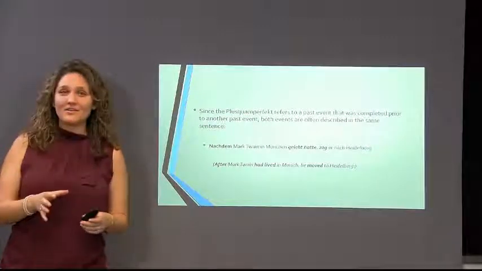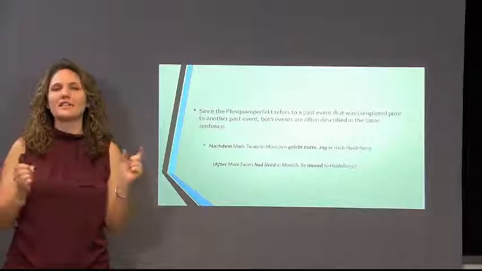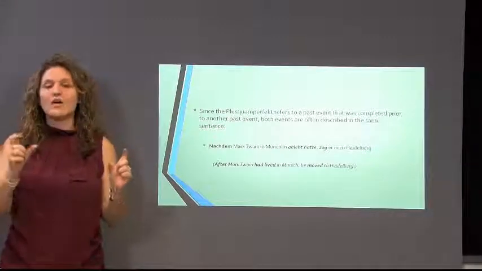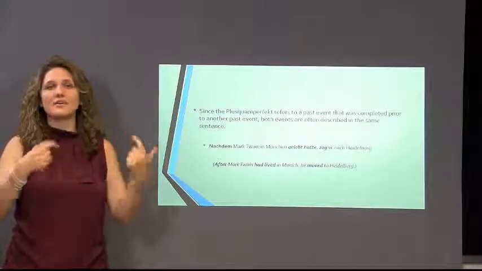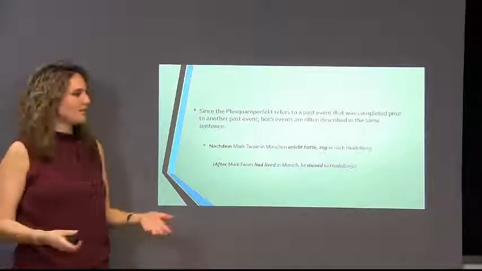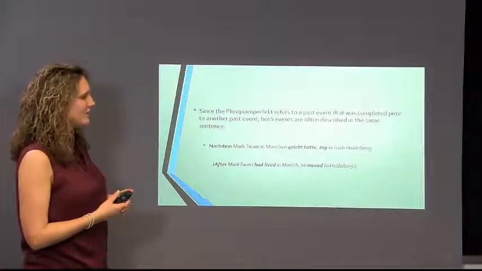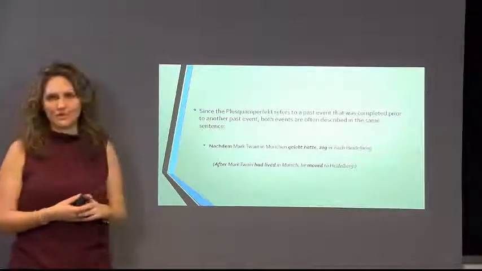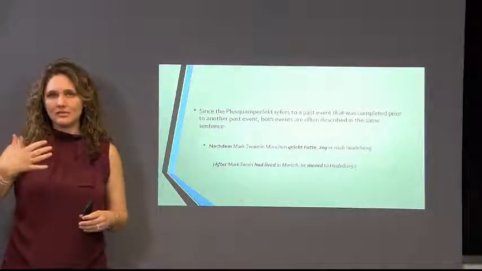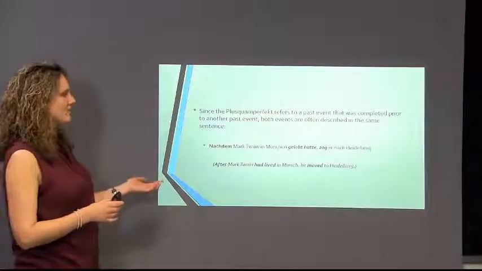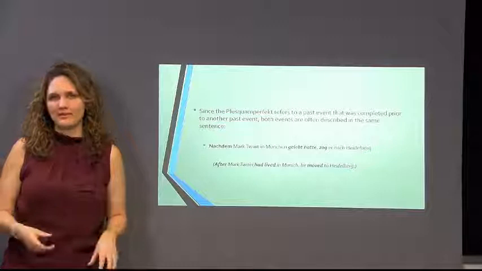One more thing I want to show you is that oftentimes when you have the Plusquamperfekt, you actually have two parts to a sentence. One part talking about the near past, and one about the more distant past, so the Plusquamperfekt. So for example, if you look at this sentence, after Mark Twain had lived in Munich, he moved to Heidelberg. You have the he moved, that's the closer past tense, and before that he lived in Munich. So that's why you have the had lived, and this is the sentence that would get the Plusquamperfekt.